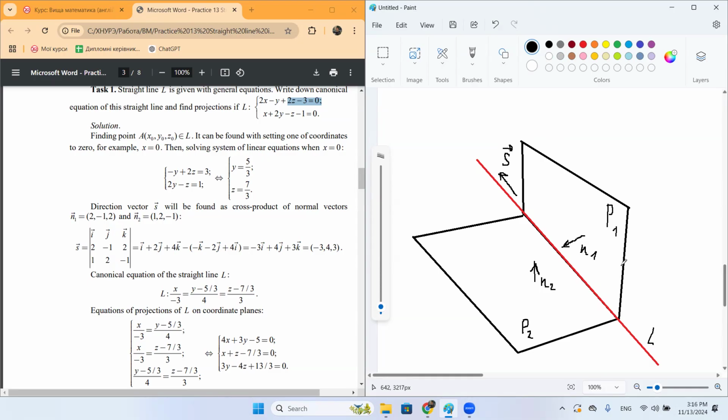Yes, where do we get these normal vectors? Normal vectors are received from the equations of these two planes. So the general equation of the straight line: we have two equations of planes intersecting by this straight line. So this is the first plane with normal vector 2, minus 1, 2. And the second plane with normal vector 1, 2, minus 1. Okay, I understand. More questions?